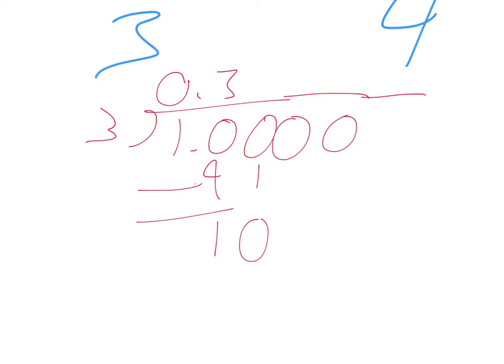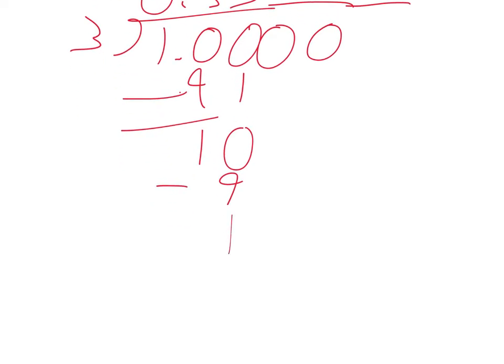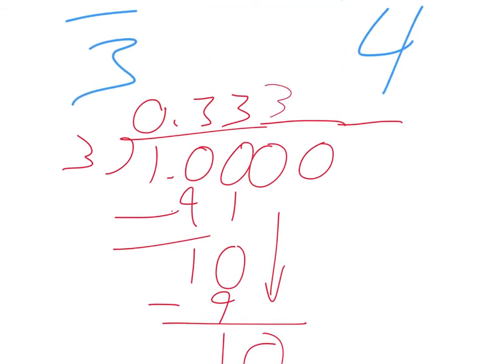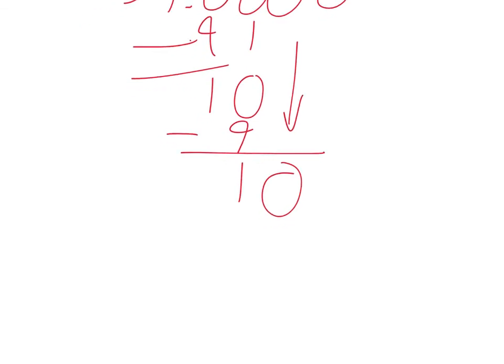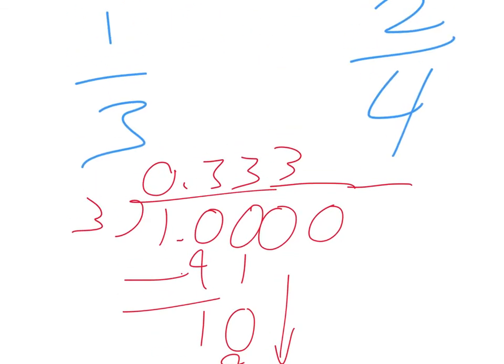Oh, and I just did that one. 3 goes into 10 3 times. 3 times 3 is 9. 10 minus 9 is 1. Oh my goodness, it's the same thing every time. 3 goes into 10, it's going to go in 3 times. 3 times 3 is 9. 10 minus 9 is 1. I can continue on, but I literally would continue on forever. This is what you call a repeating decimal.